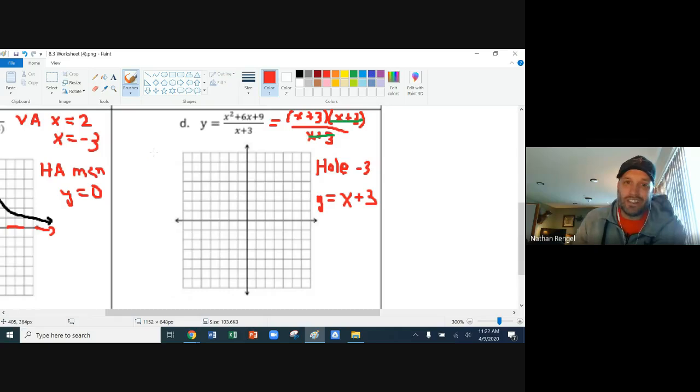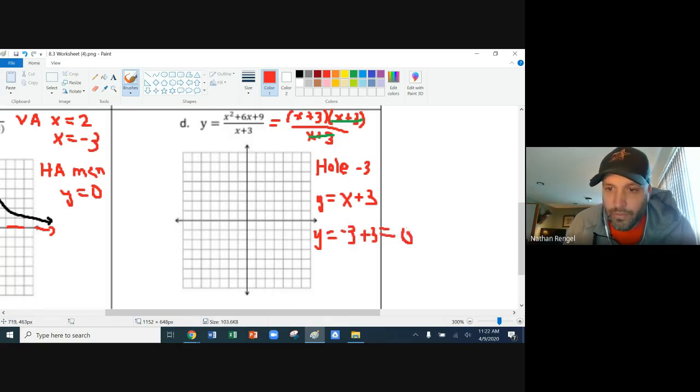So we did one like this on part A. If things start to simplify and remove, whatever's left, that's going to be the shape of your graph. So this one's just a slope-intercept form, 1x plus 3. Okay, now to find what happens with this hole, we're going to put negative 3 in. So that would be negative 3 plus 3, which is equal to 0. So now I know my hole is at negative 3, 0.